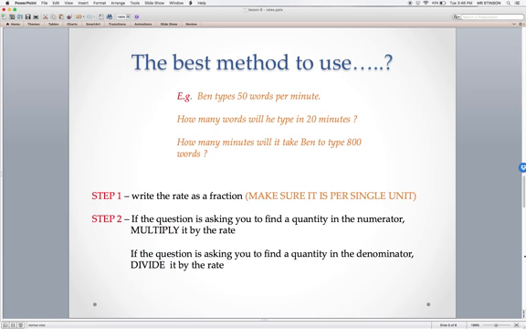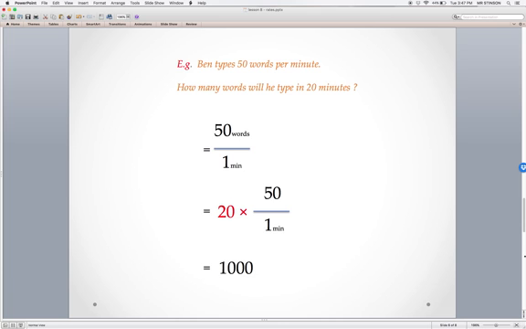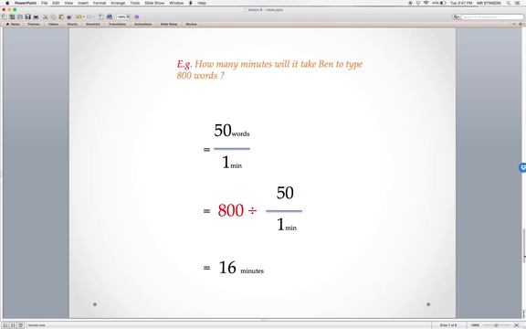The second question is different, and it's asking you to find a quantity in the denominator, and in this case you must divide it by the rate. Have a go at this. I'll quickly flip up some solutions to you, and you can check your work as well. This refers to the first question, and this one refers to the second question.